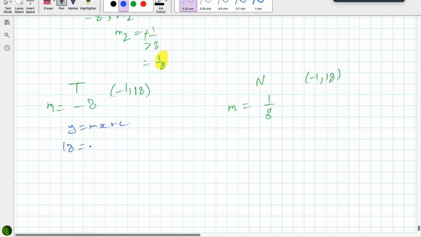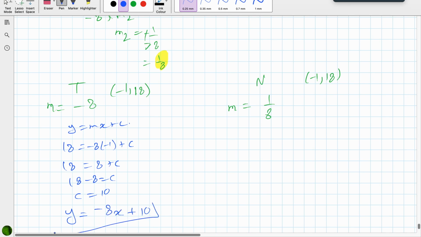y is 18, gradient is minus 8, x is minus 1, plus c. 18 equals 8 plus c. 18 minus 8 is c. c equals 10. So the equation is y equals mx plus c. First thing.